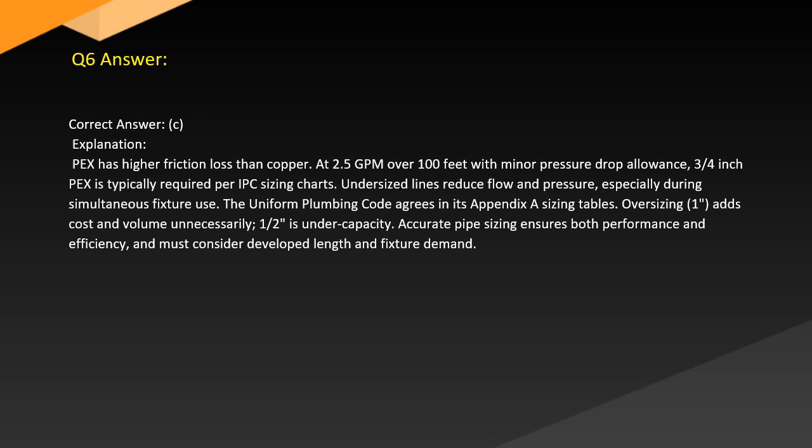Oversizing to 1 inch adds cost and volume unnecessarily. 1/2 inch is under capacity. Accurate pipe sizing ensures both performance and efficiency and must consider developed length and fixture demand.